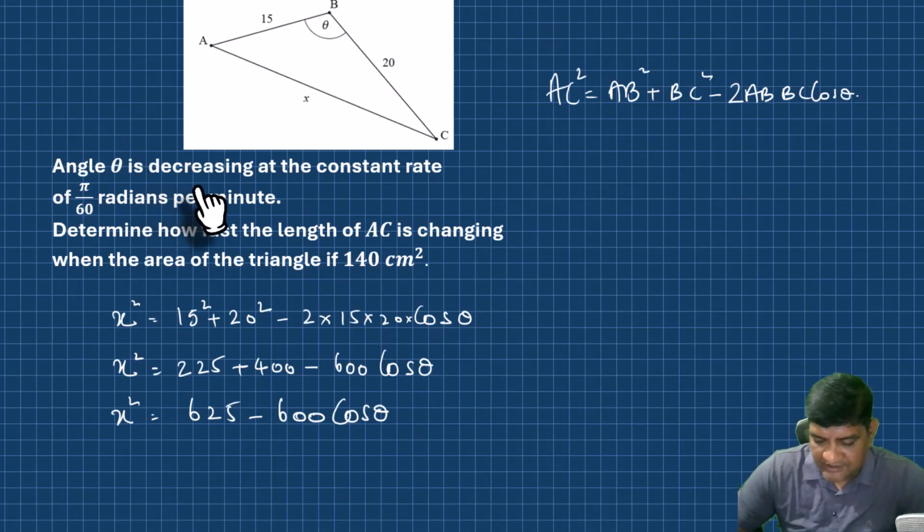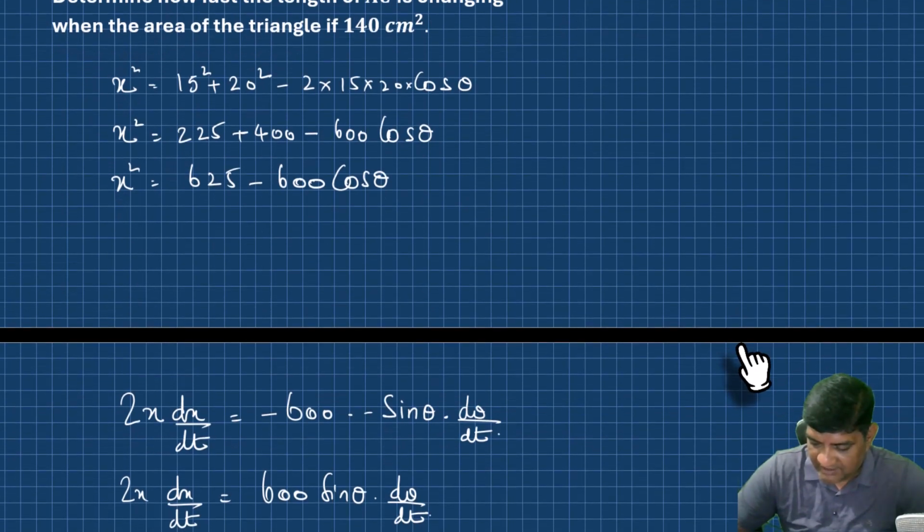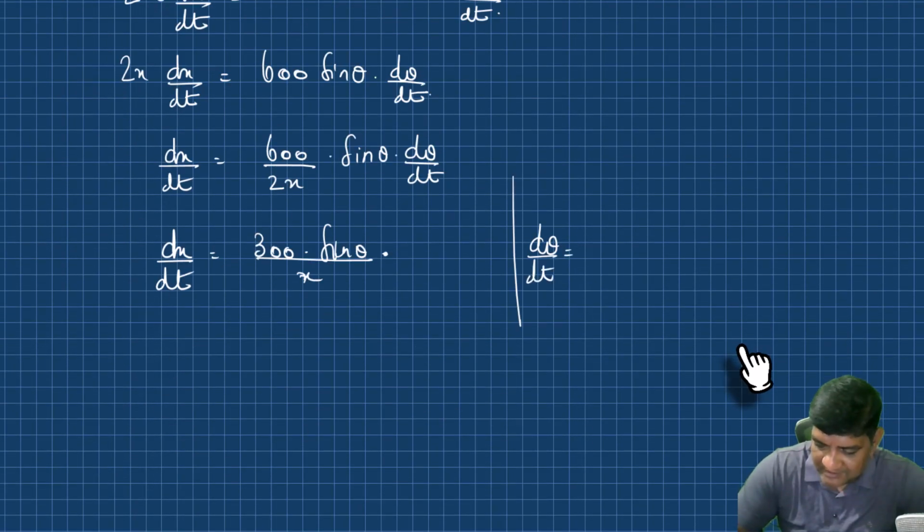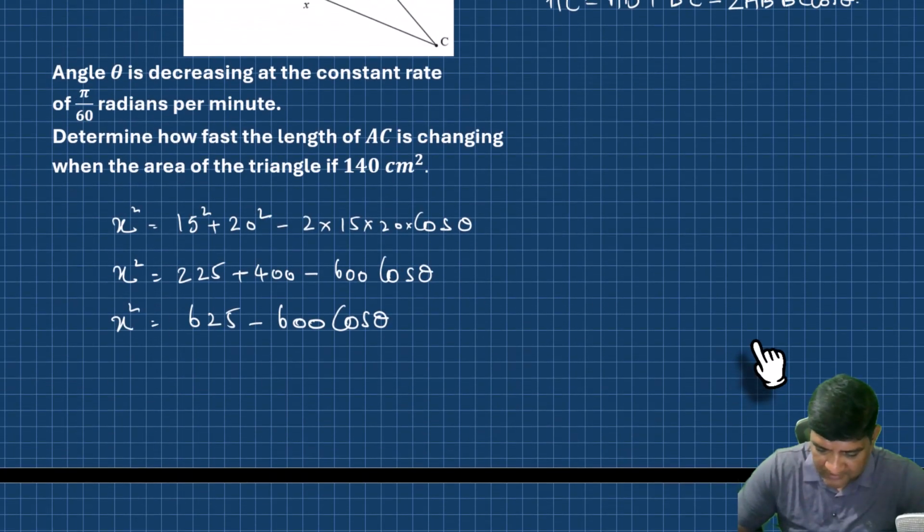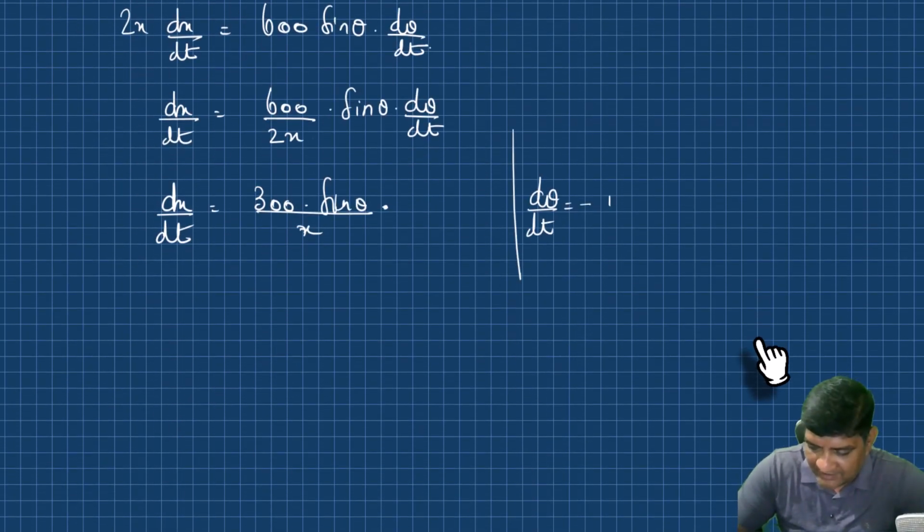She has told me that theta is decreasing at a constant rate of pi by 60. So what am I going to do here? I'm going to take d theta by dt. Because it is decreasing, I'm going to take a negative, and by what rate? Pi by 60. Understand the entire question is in radians, so be careful of that.